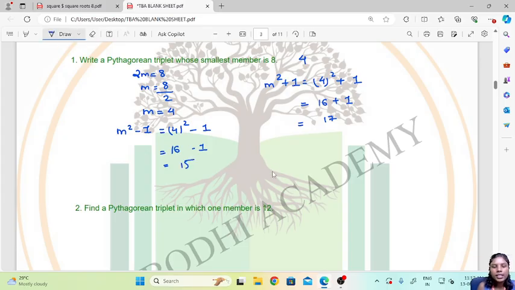So what are the numbers that we are getting? We are getting 8, 15 and 17, correct? So these 8, 15 and 17 become a Pythagorean triplet.